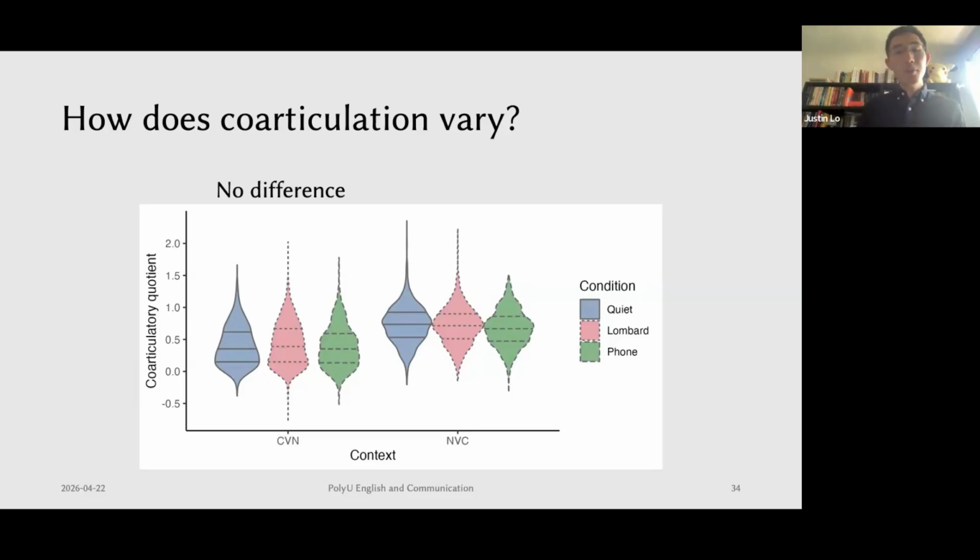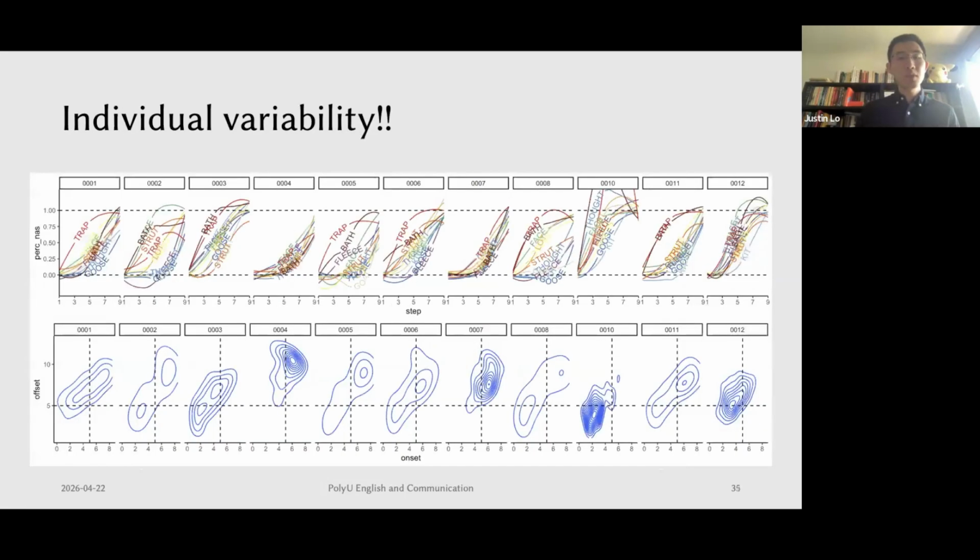We don't actually find all that much difference between these different contexts, focusing particularly on the left one here, in the anticipatory nasal coarticulation. There isn't really any difference in terms of how much of the space of nasalization that speakers actually did use. It's quite consistent between quiet condition and Lombard conditions.